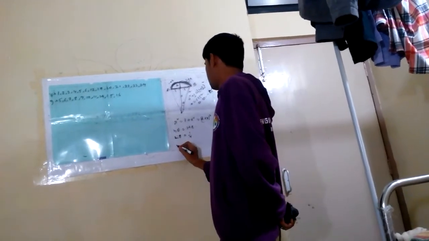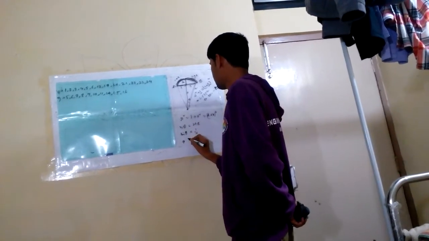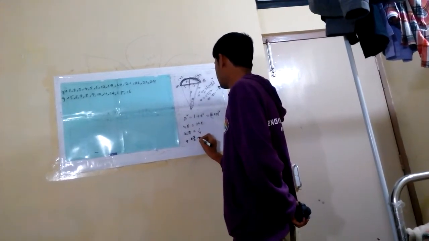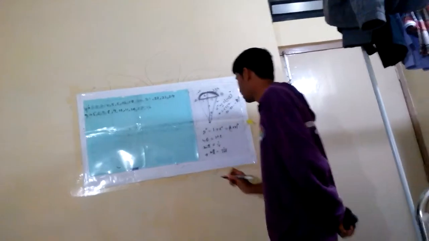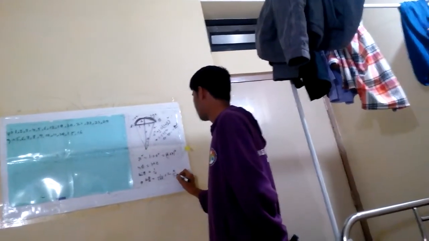Sin theta equal to 1 by r, so dividing this by this, we get sin theta by theta is equal to 1 divided by 1 plus e. This can be written as 1 minus e divided by 1 plus e.